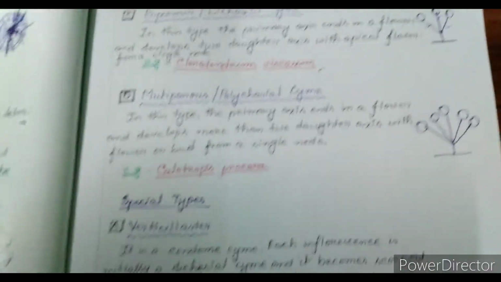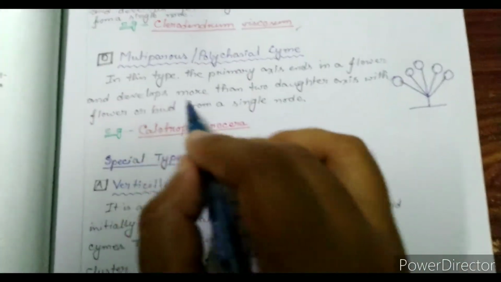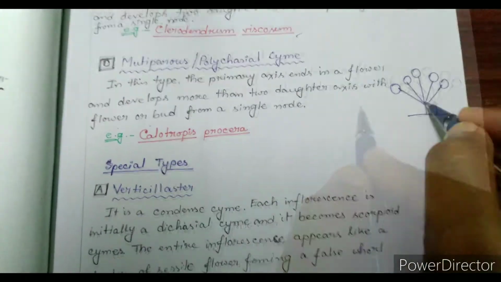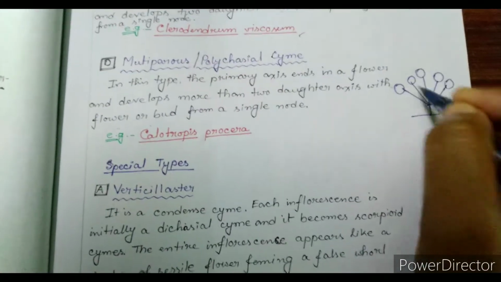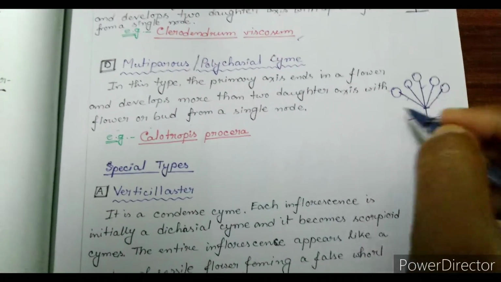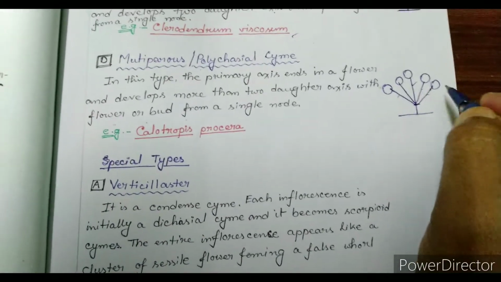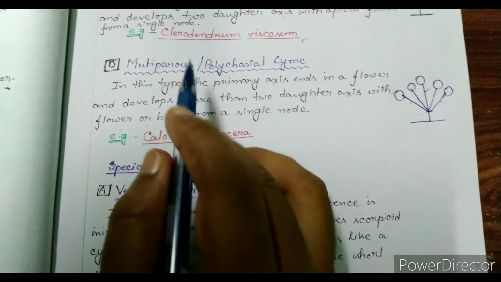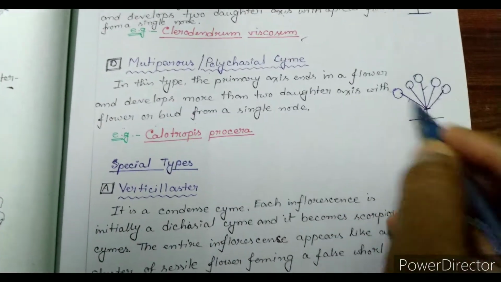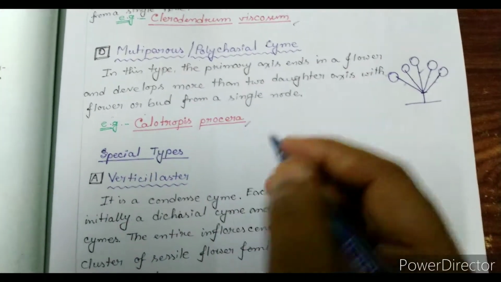Next we talk about multiparous or polychasial cyme. In this type, the primary axis ends in a flower and develops more than two daughter axes with flower or bud from a single node. This is the mother axis, and all of these are daughter axes, and they all arise from a single node. This type of floral arrangement is called multiparous or polychasial cyme, and it is present in Calotropis procera.